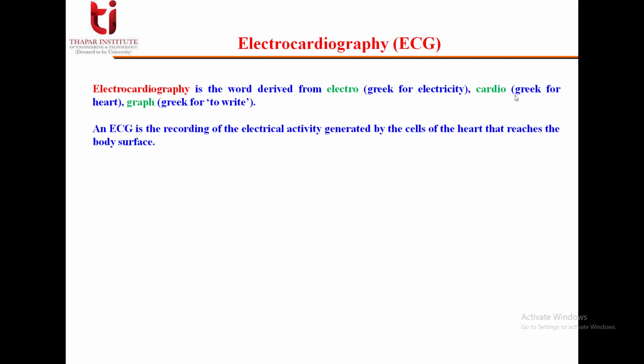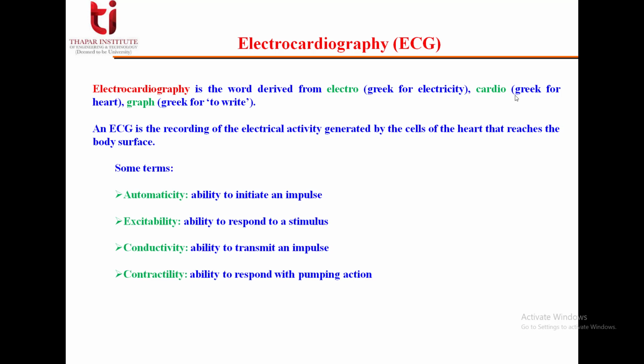So electrocardiography is a word derived from electro, which in Greek means electricity, cardio, which means heart, and graph, which means to write. So electrocardiography, in further words, we can say it is the recording of electrical activity generated by the cells of the heart that reaches the body surface.